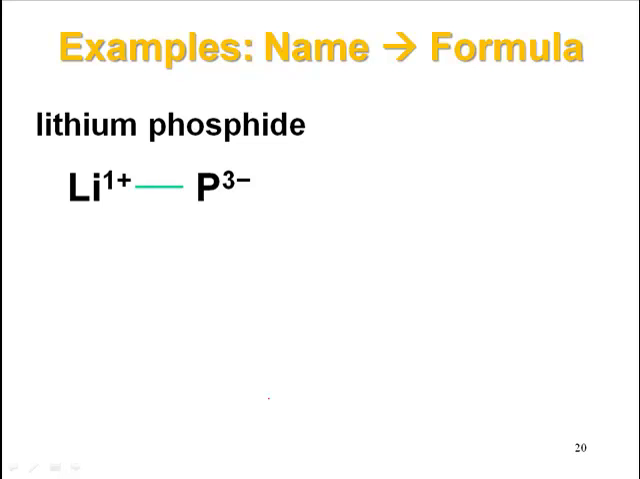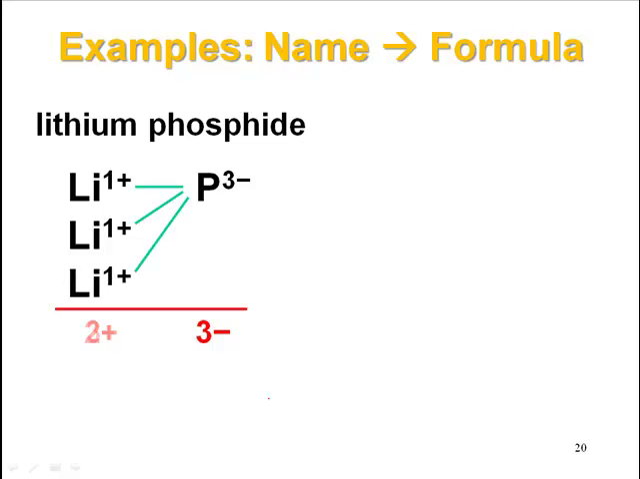Now, if we look at these two, is that neutral right now? Nope. You've got 3 negatives and 1 positive. So what you need to do is make sure that the charge is neutral. Add another lithium ion. Now it's 2 plus. Add a third lithium ion, and now you've got 3 positives and 3 negatives. That would be your formula for lithium phosphide, Li3P.